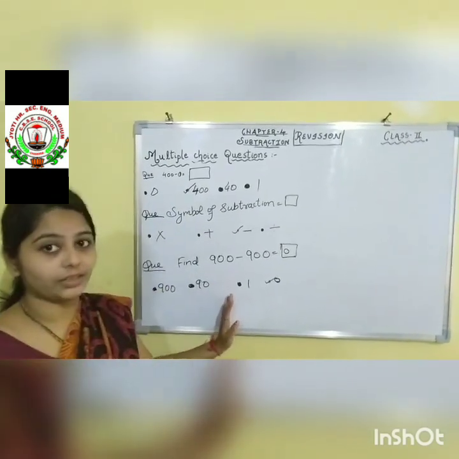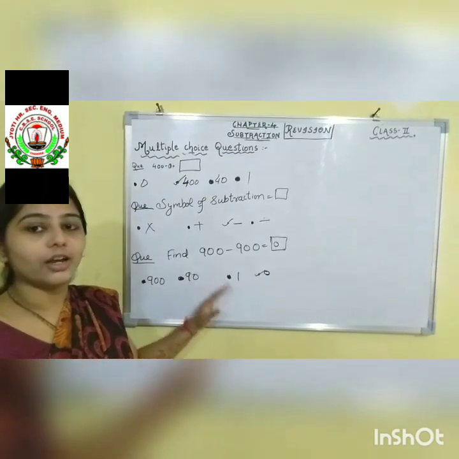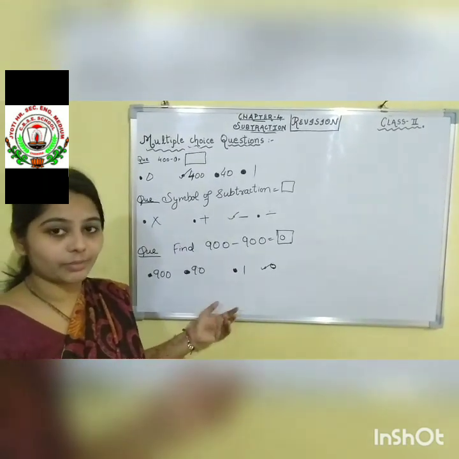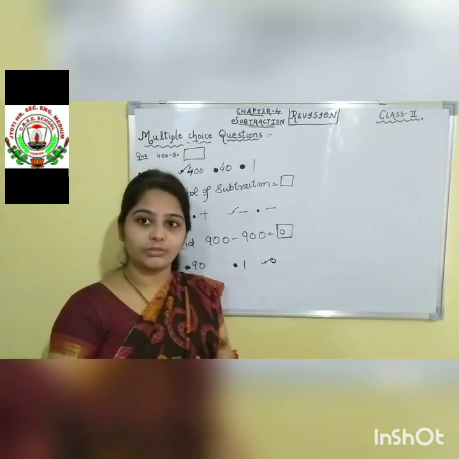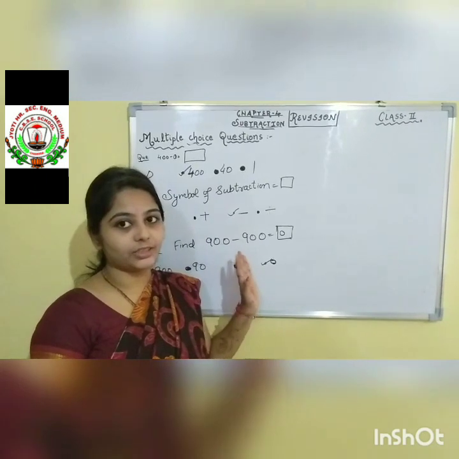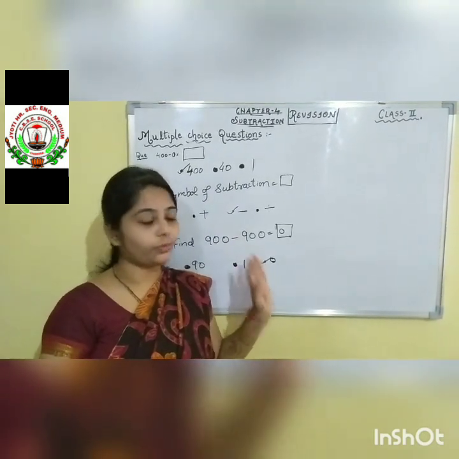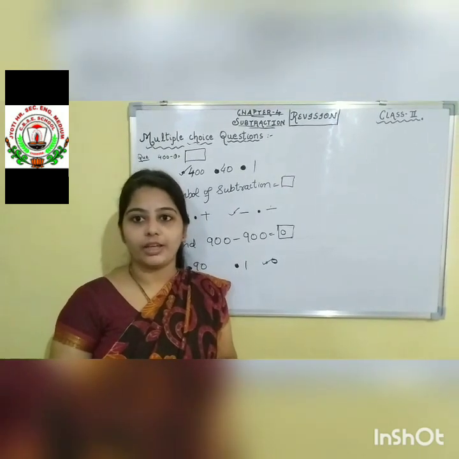I hope you have cleared about multiple choice questions. In the same manner, practice for your examination. Thus our syllabus, I am repeating it again: Chapter 2, numbers up to 1000, and Chapter 3, addition. Chapter 4, subtraction. You have to practice it in the multiple choice questions. I hope you have cleared this pattern. All the best for your examination.